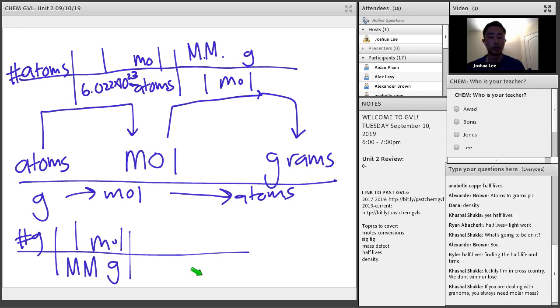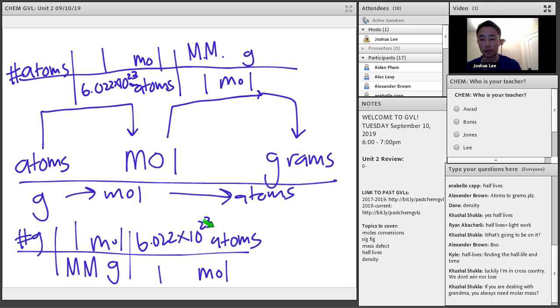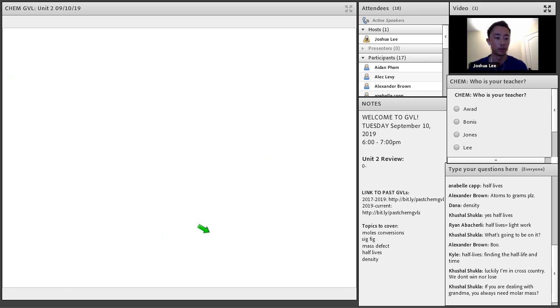Then once you're in moles, moles will be down there, and atoms will be up here. For every 1 mole, there's always 6.022 times 10 to the 23rd atoms. If you're dealing with grams, you always need molar mass. Anytime you're going between grams and moles, moles and grams, you'll always be using molar mass. Anytime you're going from atoms to moles or moles to atoms, you'll be using the 6.022. So with this, we could just do some practice problems.